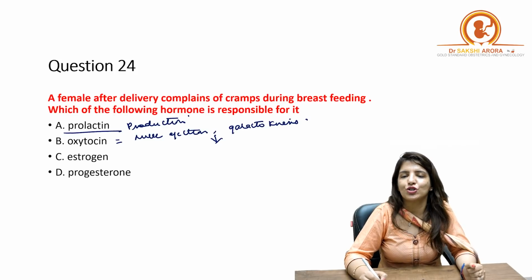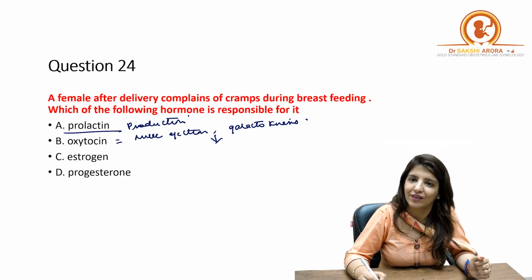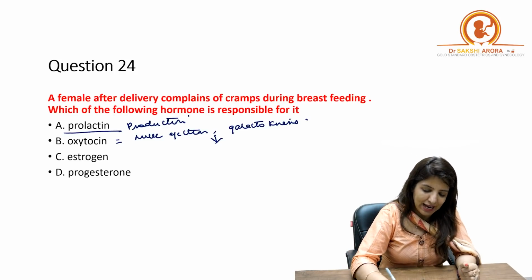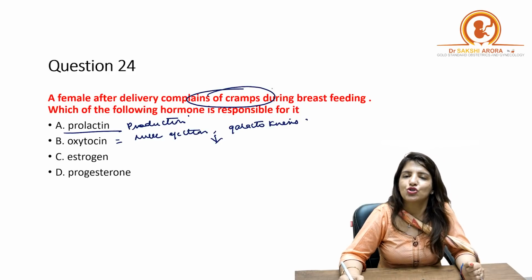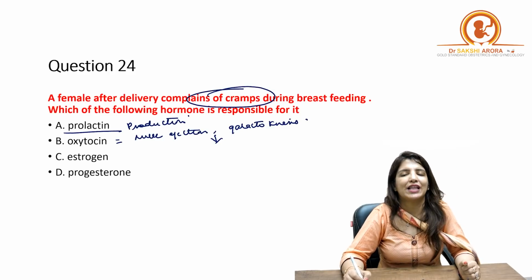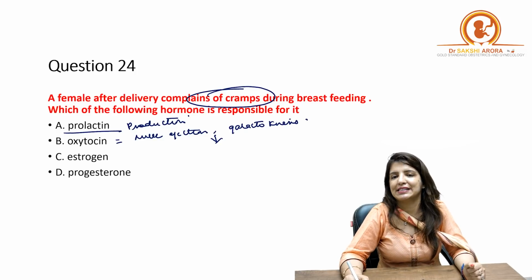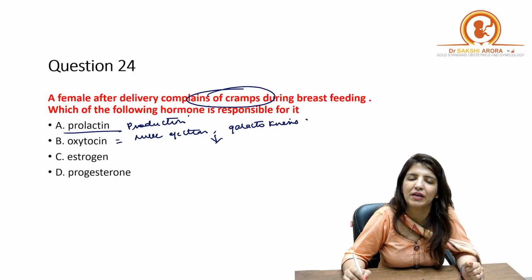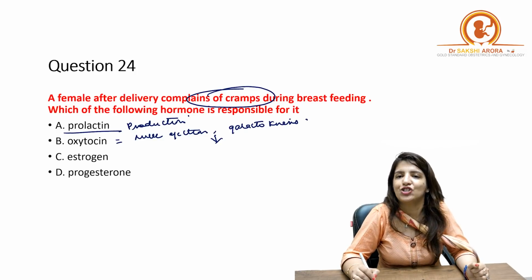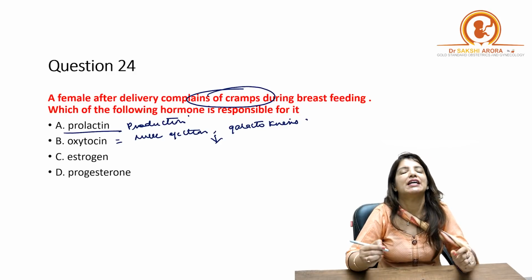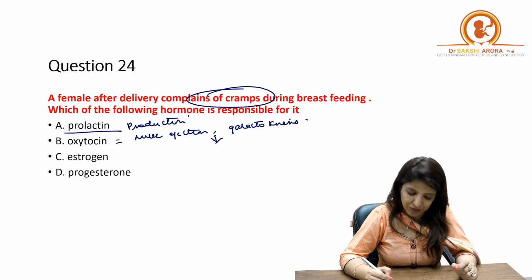So because oxytocin brings about uterine contractions, that is why cramps are felt. Just because breastfeeding is given, you are not going to mark the answer as prolactin. Your answer will be oxytocin, which is a milk ejecting hormone, and because of that, cramps are felt, right?